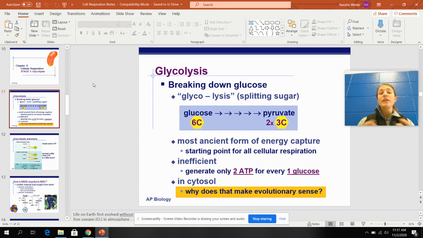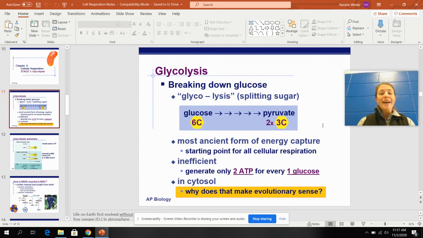We are simply splitting sugar from a 6-carbon molecule of glucose to 2 3-carbon molecules. So we have one 6-carbon molecule going into 2 3-carbon molecules of something called pyruvate. It's also known as pyruvic acid, but just pyruvate. We call this the most ancient form of energy capture because bacteria can do this.